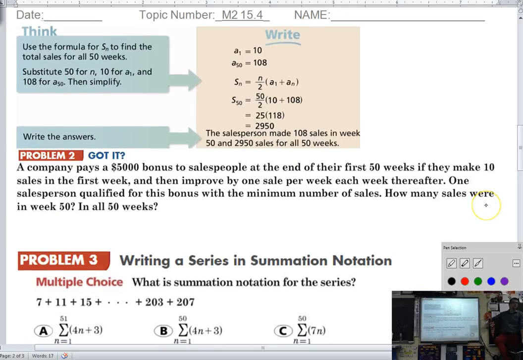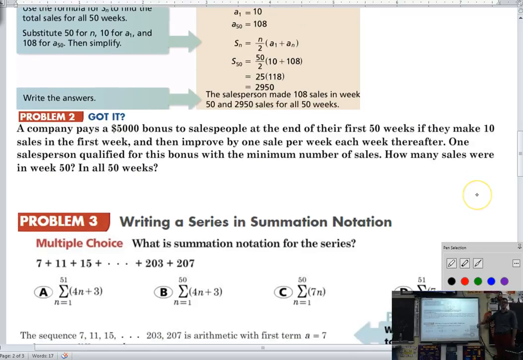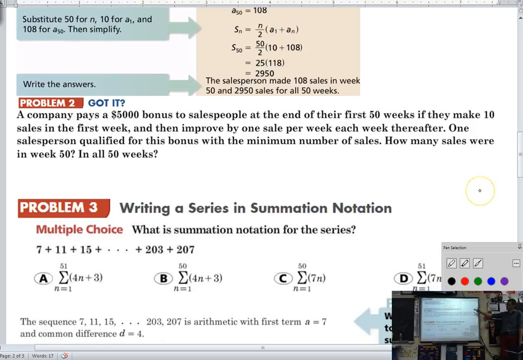Right. So to sum this all up, let's look at how beneficial you actually were for the company. If you sold 108 last week, and every week before that you were selling 2 less than that, we can sum the whole thing. You sold 2,950 sales for that company in all 50 weeks. After those 50 weeks, maybe they say, okay, you're doing great, then you can stay consistent or have some fluctuation. Who knows what the contract would say, but you've sold almost 3,000 widgets.